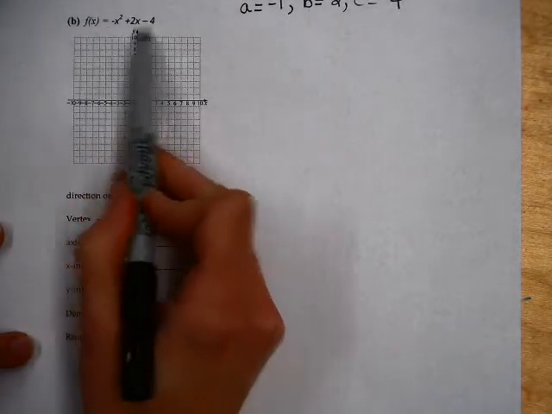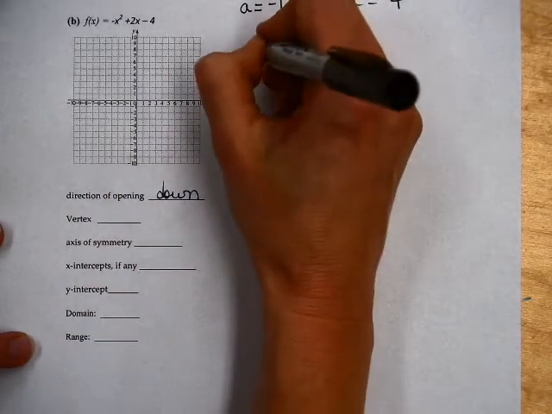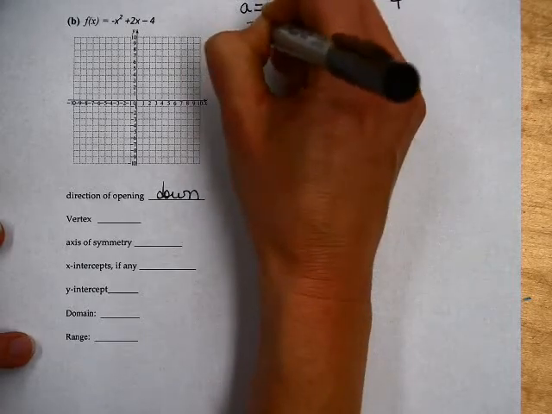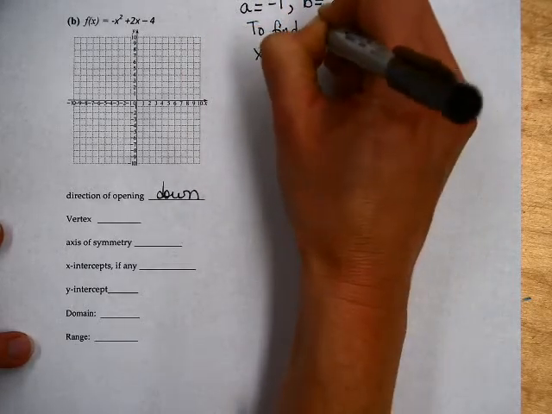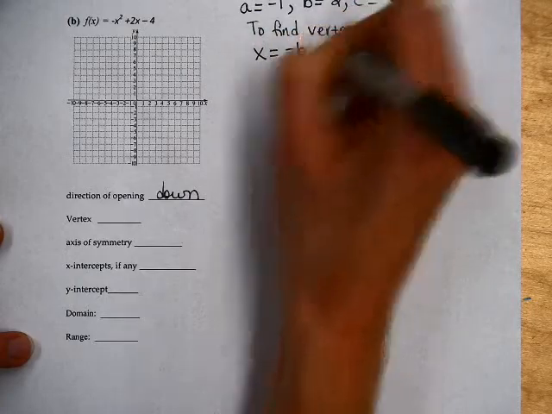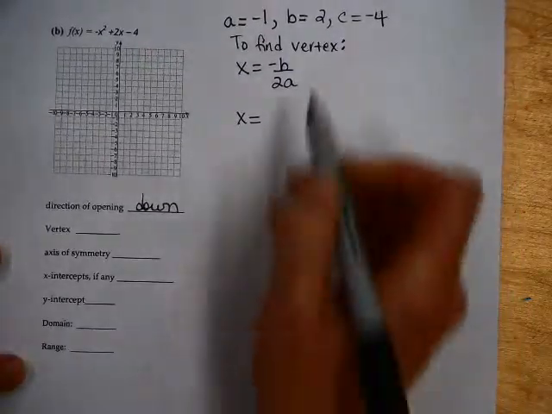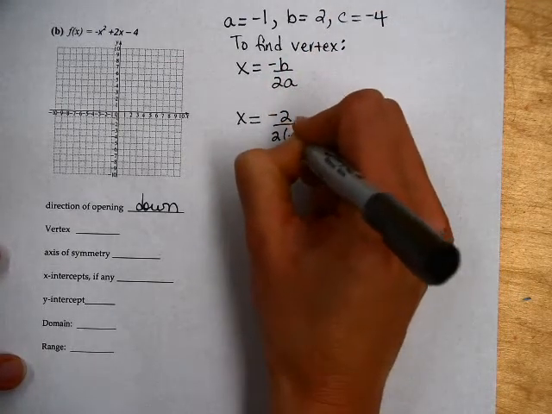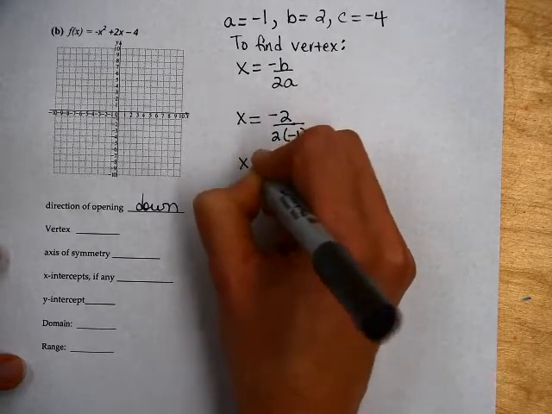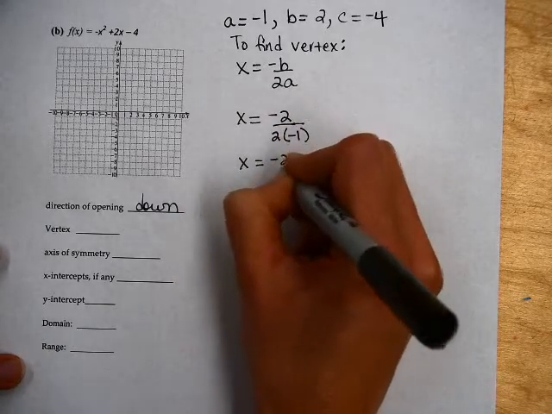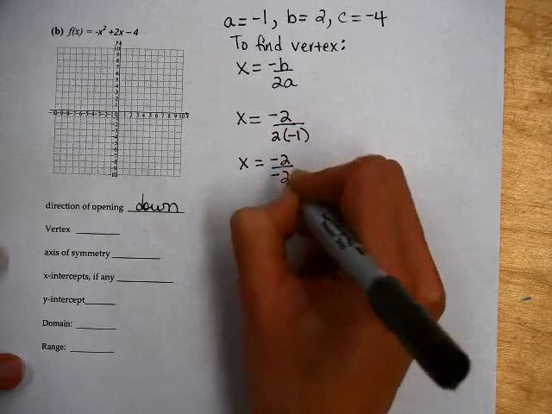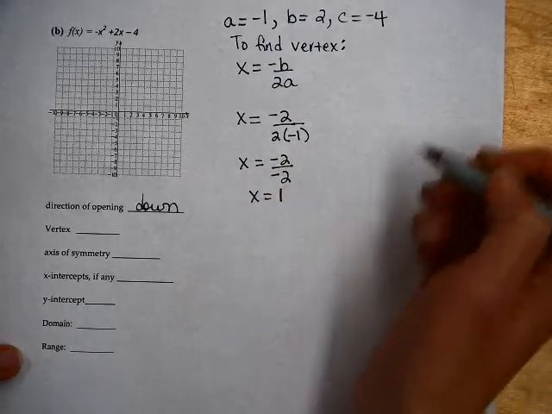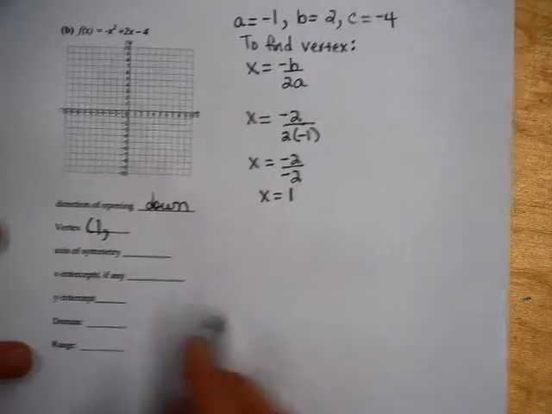Okay, since it's not given to us in vertex form, we're going to use x equals -b divided by 2 times a, and that's to find our vertex, okay, since it's in standard form. So x equals -2 divided by 2 times -1, which is -2 divided by -2, which is +1. So we know that our vertex, the x part at least, is 1.